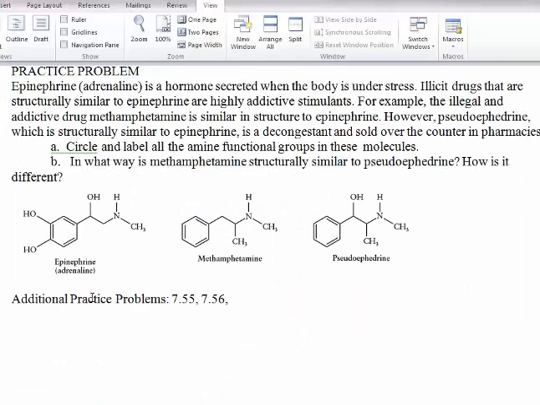Okay, so on to a practice problem dealing with epinephrine, also known as adrenaline. It's a hormone secreted when the body is under stress. Illicit drugs that are structurally similar to epinephrine are highly addictive stimulants. For example, methamphetamine is similar in structure, shown here. And pseudoephedrine, which is structurally similar, is a decongestant, and it's sold over the counter in pharmacies.